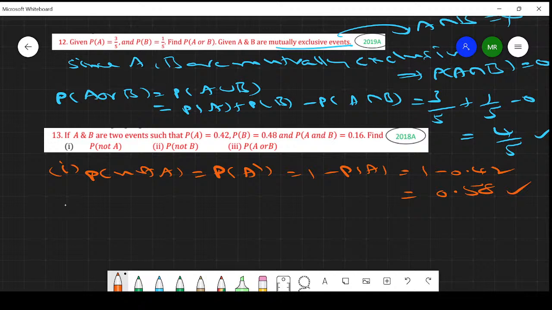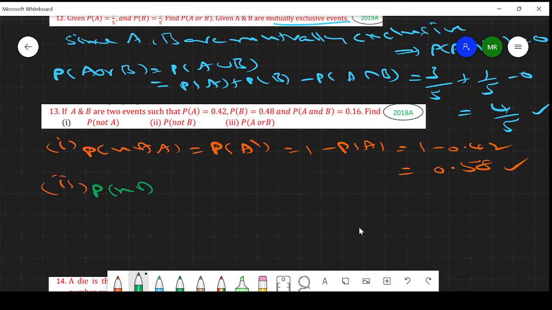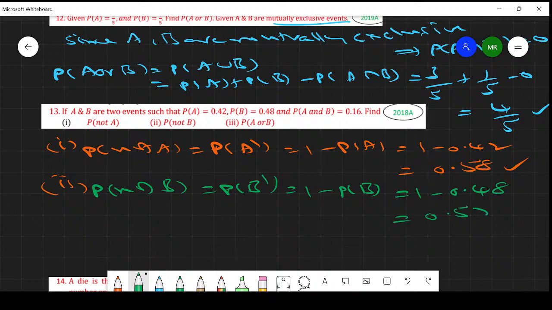Next, second one, P of not B. When they are asking P of not B, similarly you can do it like this. P of not B is P of B dash, which is 1 minus P of B. What is the P of B value? 0.48. Then it comes to 0.52.